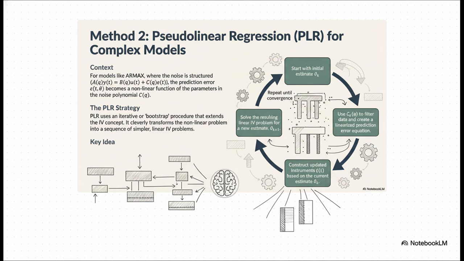As you can see in the loop, it starts with a guess, creates instruments, solves an IV problem, and then uses that new solution to refine its instruments and just does it again and again until it converges on a solution that estimates both the system dynamics and the noise characteristics at the same time.